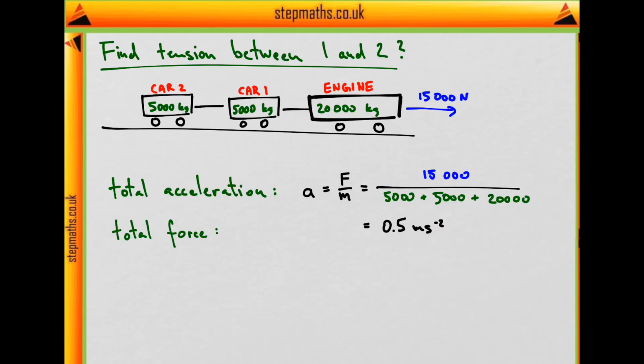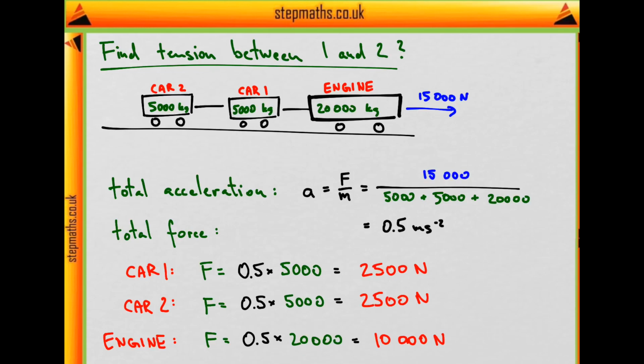By Newton's second law, force is mass times acceleration, and the acceleration of each of the elements we know, as well as its mass. And hence we see that the total force on the carriages must be 2,500 newtons, while on the engine 10,000 newtons. So this total force of 15,000 newtons is split up in the ratio of the masses of the individual parts of the train.